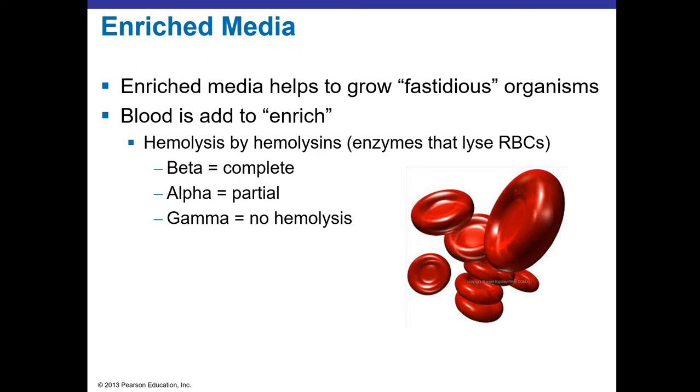Some organisms are fastidious. That just means they're hard to grow. So they require enriched media that provides them extra nutrients or enriched. Blood is often added to enrich things like BHI or other complex medias. And it can also be used differentially because some bacteria make enzymes, hemolysins, that lyse red blood cells and cause hemolysis. There are different types of hemolysis. Beta is complete, alpha is partial, and gamma is no hemolysis.